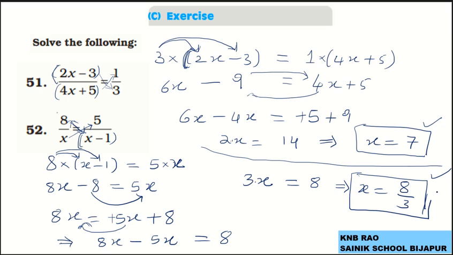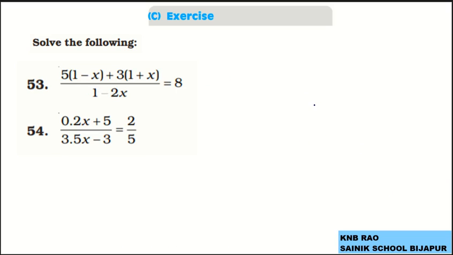So children, similarly we will solve 53rd question. See this 53rd question, we have done such questions in exercise of textbook. Whenever you come across complex distributions, do it bit by bit. Numerator has got 5 into 1 minus x plus 3 into 1 plus x. So I am doing in the numerator first distribution, 5 into 1 is 5 minus 5 into x is 5x.